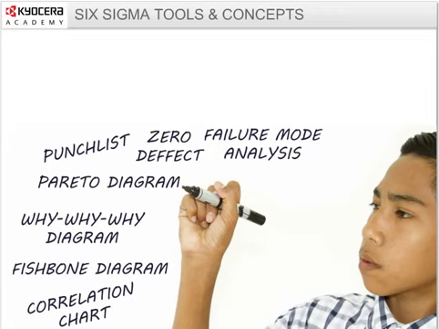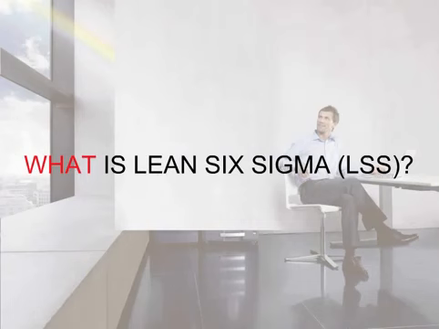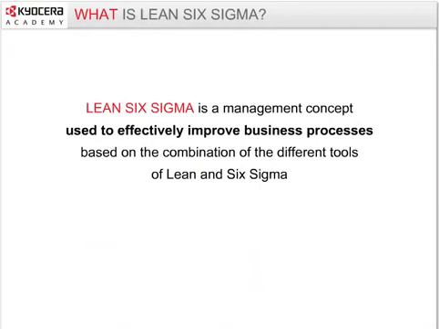What is Lean Six Sigma? Lean Six Sigma is a management concept used to effectively improve business processes, based on the combination of the different tools of Lean and Six Sigma.